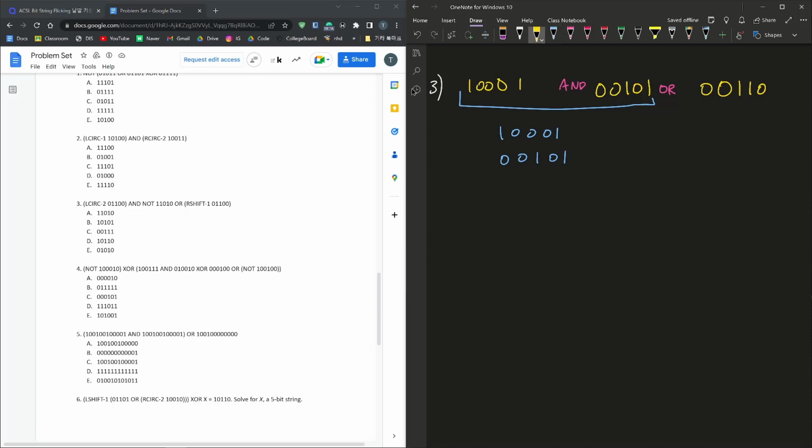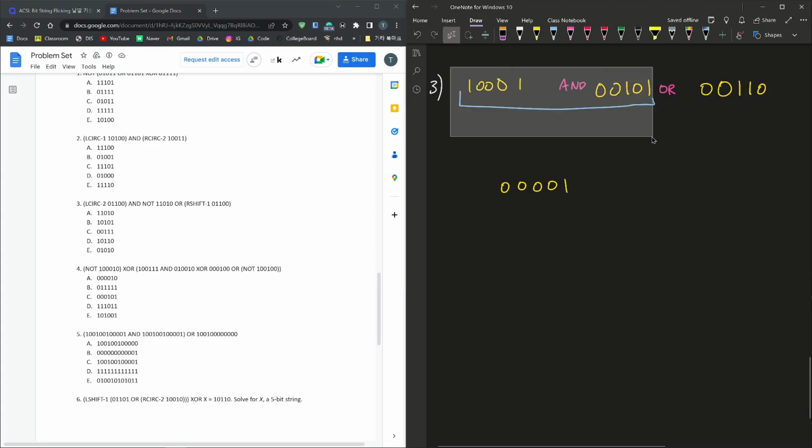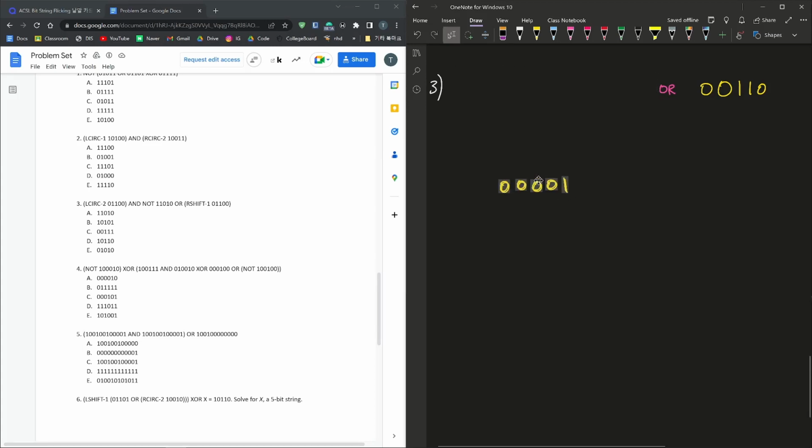Sorry for the voice crack. 00001. Okay. We can replace this entire part with 00001. Remember, for OR, if at least one of the digits is a 1, then the output is a 1. So our final answer is 00111, which will give us C as the correct answer.